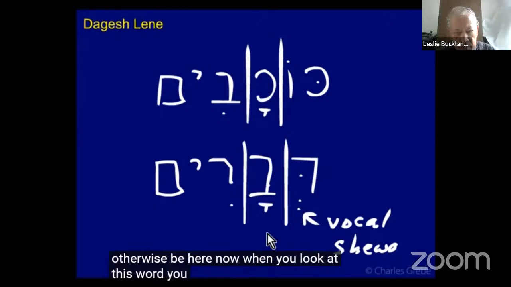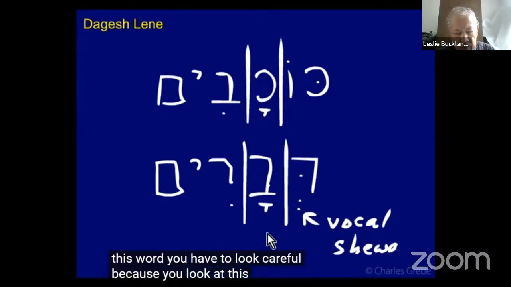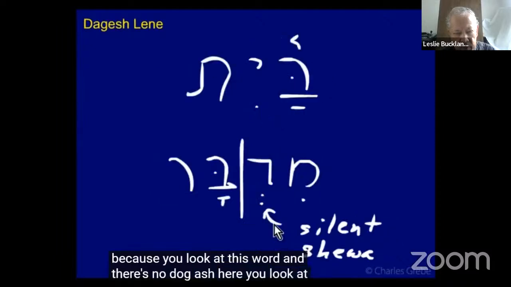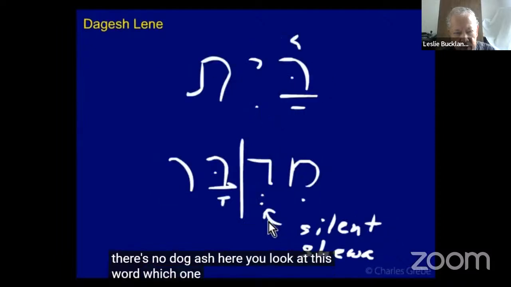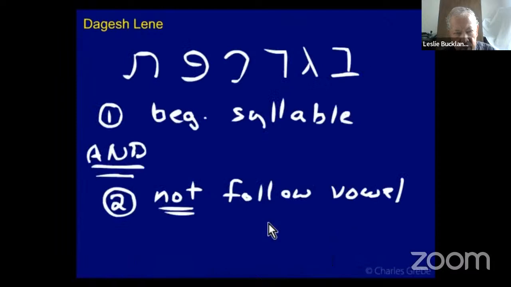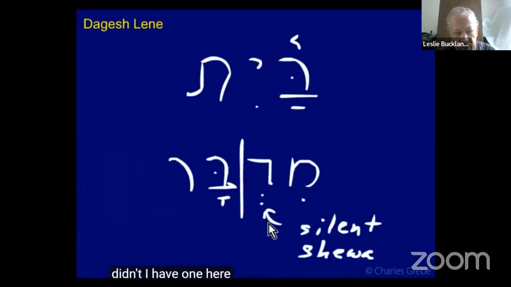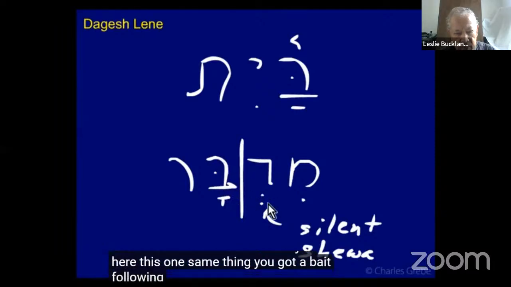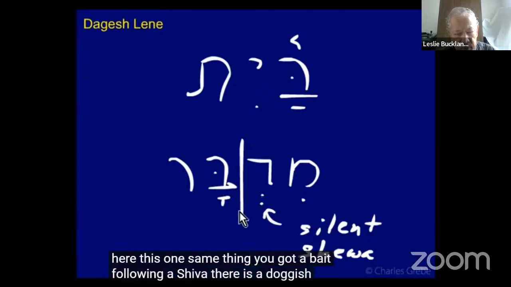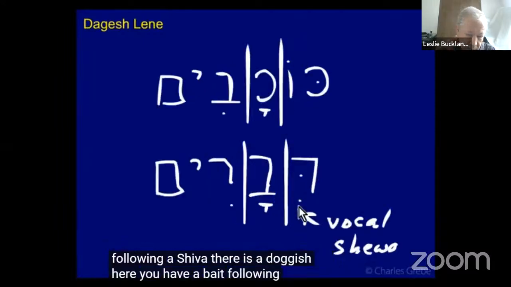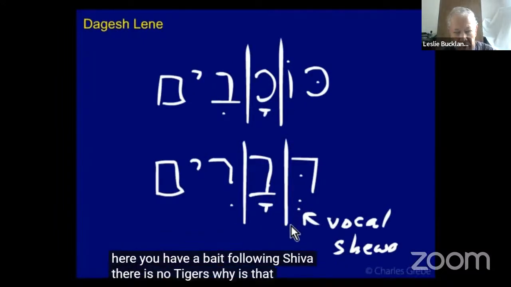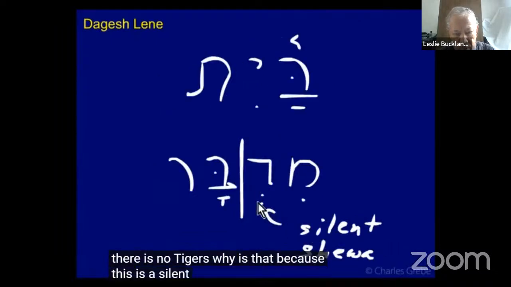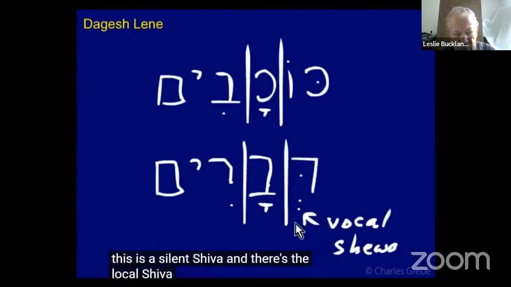Now, when you look at this word, you have to look carefully, because you look at this word and there's no dagesh here. You look at this word, which one? Didn't I have one here? Devarim. Yes, here. This one, same thing. You've got a bet following a shava. There is a dagesh. Here you have a bet following a shava. There is no dagesh. Why is that? It's because this is a silent shava and that's a vocal shava.